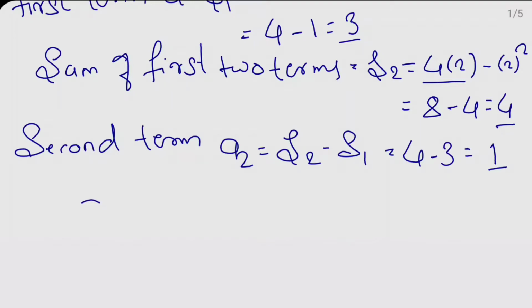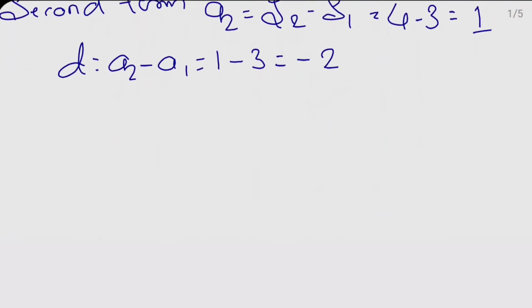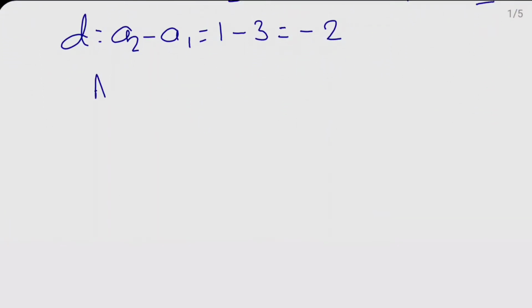So now we have A and A2. Find out the common difference. So D equal to A2 minus A1. So what is A2? A2 is 1 minus A1 is 3. So here we got minus 2. So common difference here is minus 2. Is it clear?